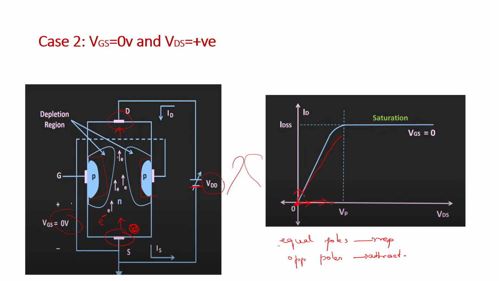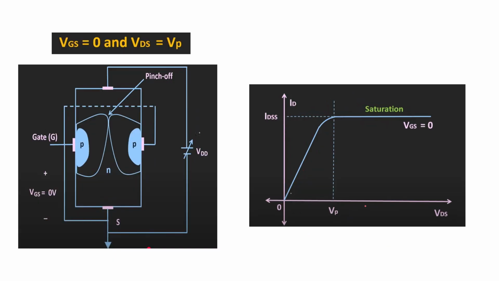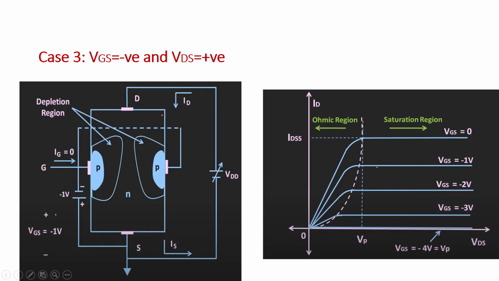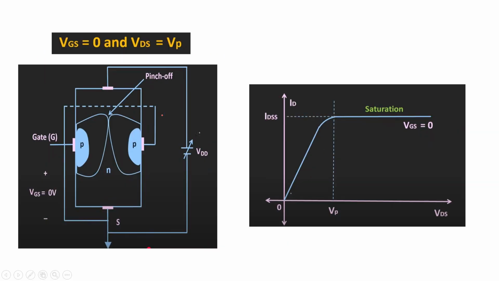Okay, and at one point both the depletion layers will meet. That is, when you keep on increasing the voltage, it happens like this. Both the depletion layers will meet each other like this. The depletion layer will touch, which we can say is a pinch off. There will be a pinch off. Okay, so this voltage is called the pinch off voltage.